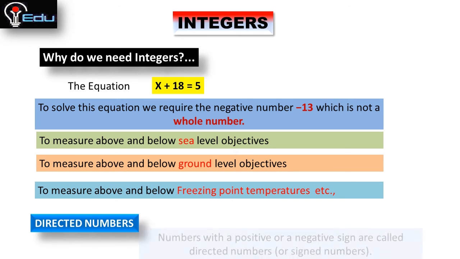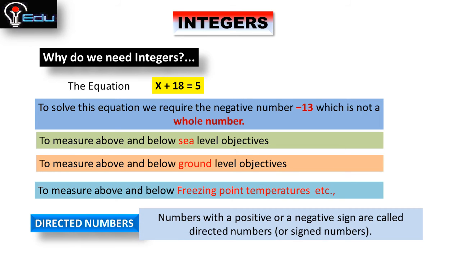And next is directed numbers. Numbers with a positive or a negative sign are called directed numbers or signed numbers.